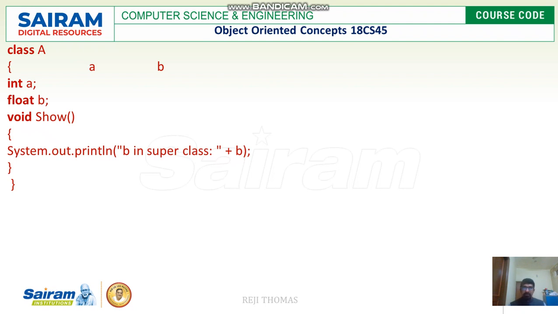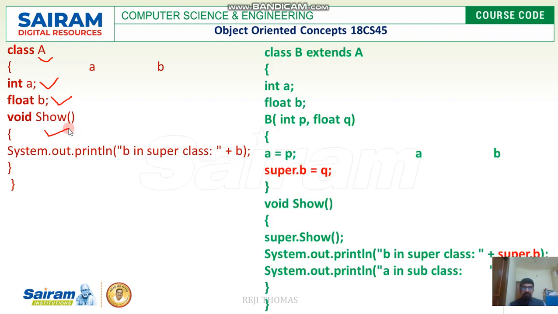I hope you can see this, where I have a class called A. Class A has got two instance variables, a and b, and it has got a method called show. So this is my first class, and look at my subclass. This is a subclass because class B extends class A. That means it is going to inherit all the properties from class A. So class B is going to be the subclass and class A is going to be the superclass.